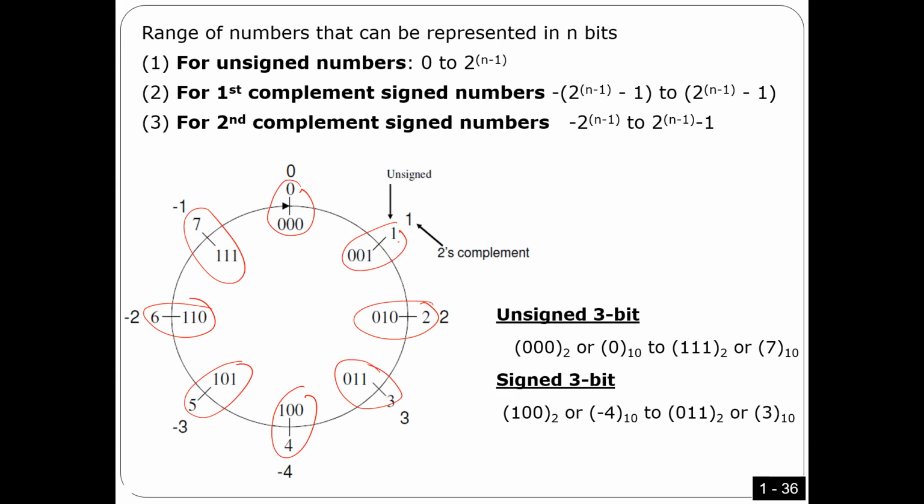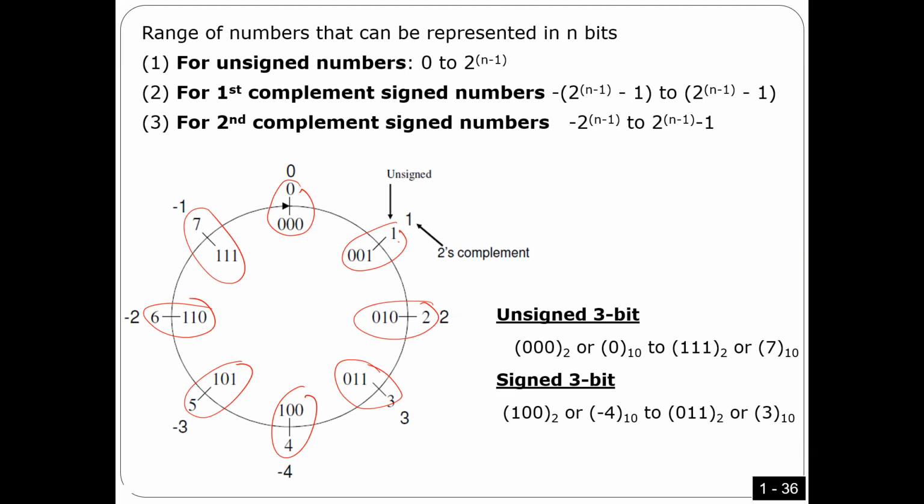Very simple. In case of unsigned numbers, you have to multiply every digit by the weight. For example, let's take this one as an example. The weight is 1, the weight is 2, the weight is 4. So 4 plus 2 is 6. Is that okay? Okay, now let's look at the signed numbers.